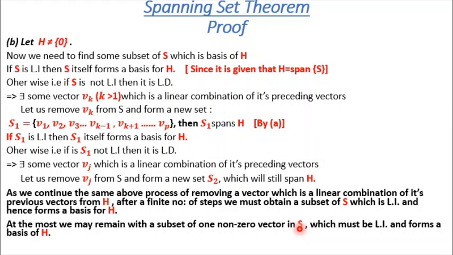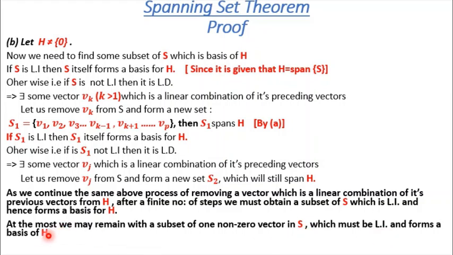Like I explained, out of 100 vectors, if you can't find it after 50, after 55, after 60, after 65, but after 99 only one vector is remaining, a subset of one non-zero vector in S, then that must be LI. You need not prove anything. Then it forms a basis for H.